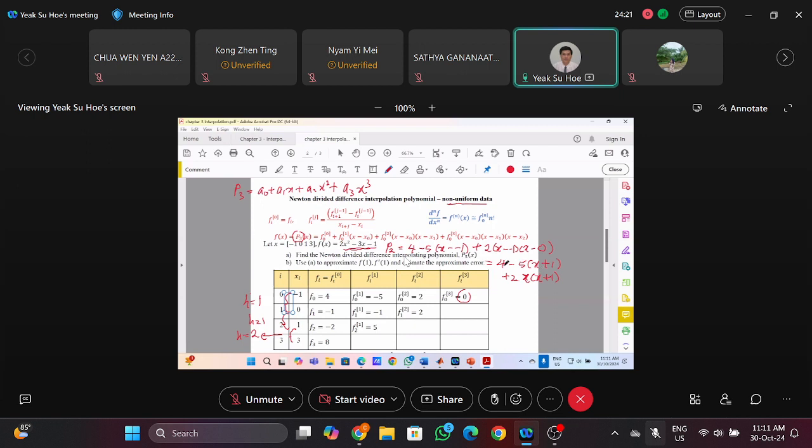Actually, this one, when you simplify, you get 2x squared minus 3x minus 1. So this is polynomial 2. After you simplify, you want to calculate this, so you differentiate polynomial 2. After you differentiate, you get 4x minus 3. So you substitute x equal to 1 inside, then you get 4 minus 3, which equals 1. So the gradient is 1.